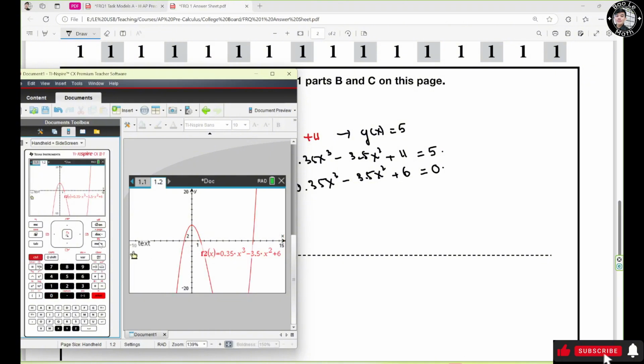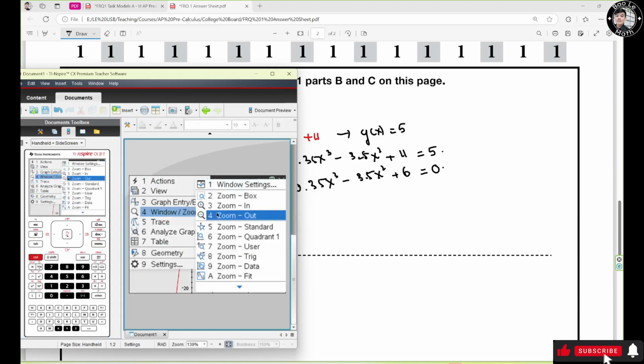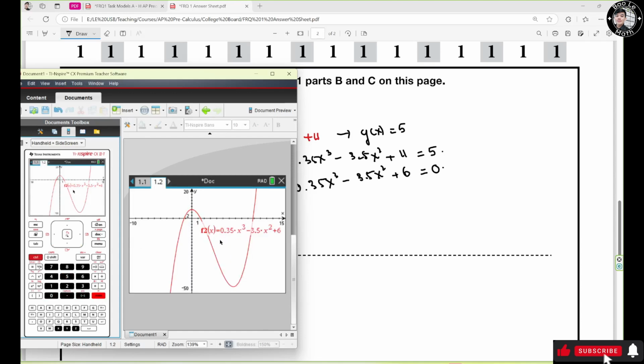So I need to adjust the window one more time. Alright, menu, hit number 4, window setting right here. For y minimum right here, I need to put negative 50. Hit enter. It shows up. Now I need to find the zero.